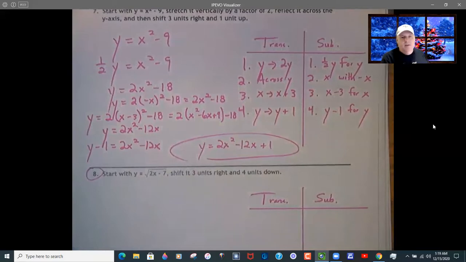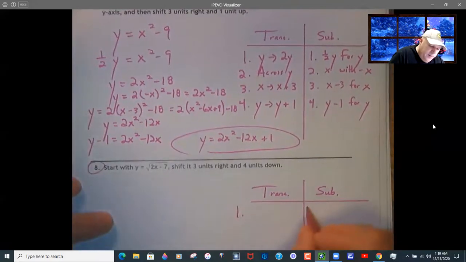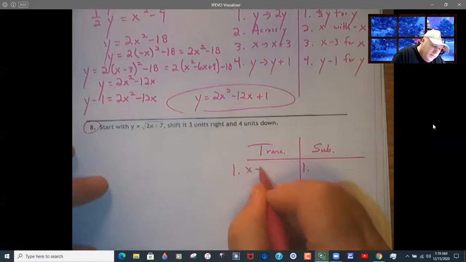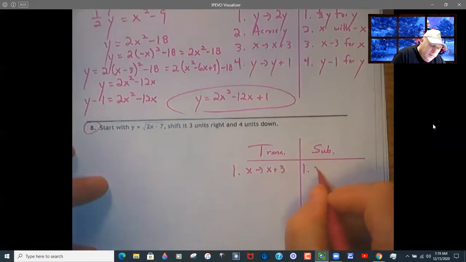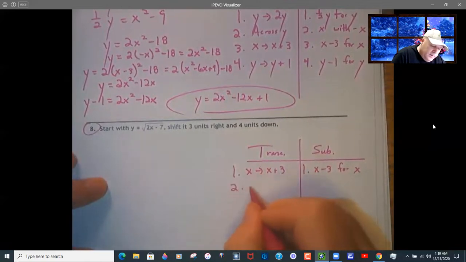And that is it. Just leave yourself appropriate room as you're working. All right, problem 8. Stop the video, see if you can do it. So we're shifting 3 units to the right, so x minus 3 for x. And then 4 units down.